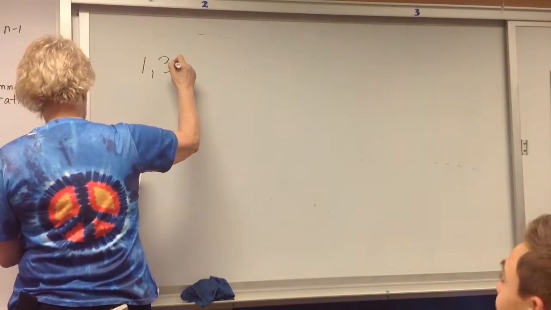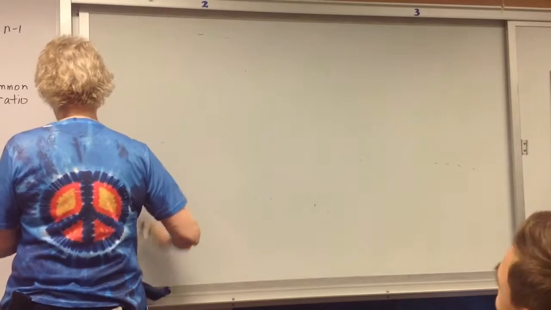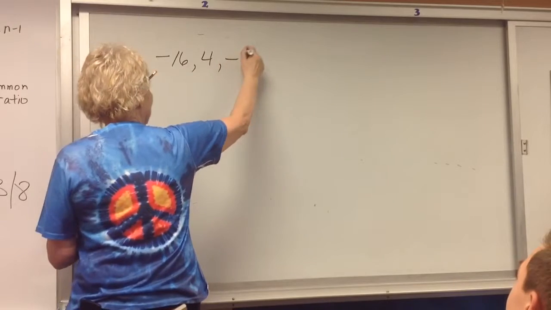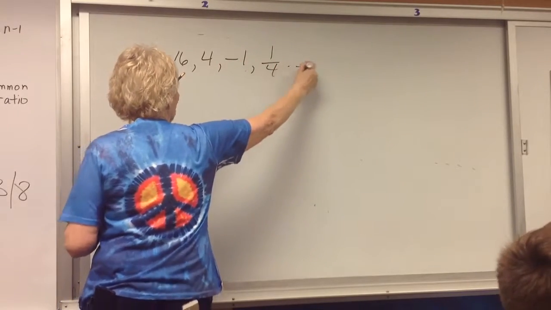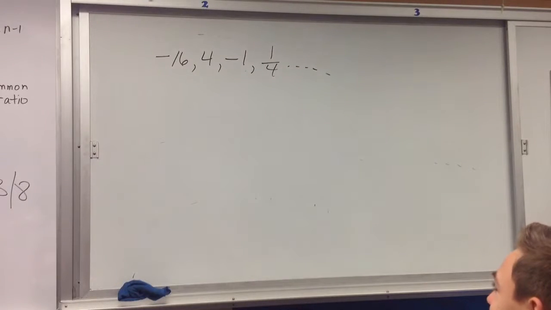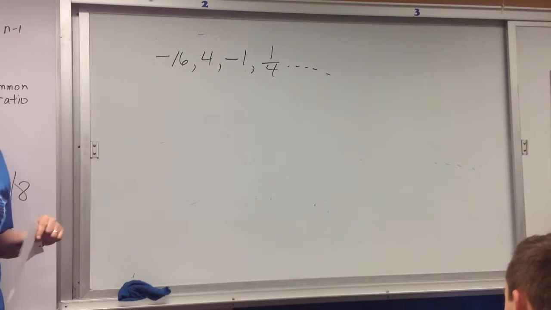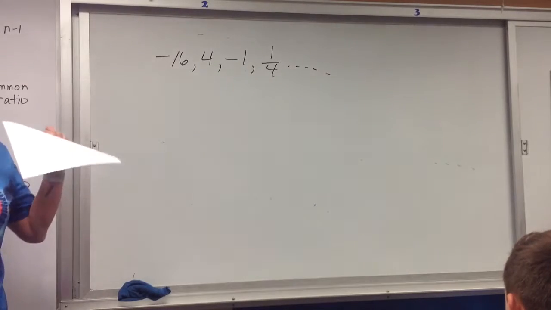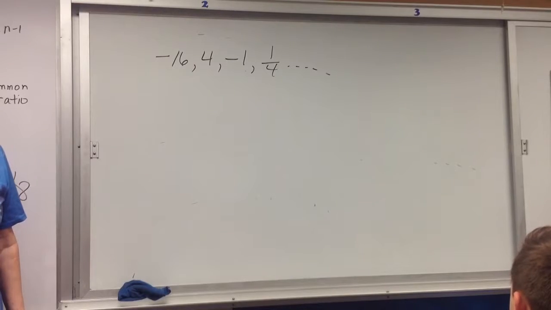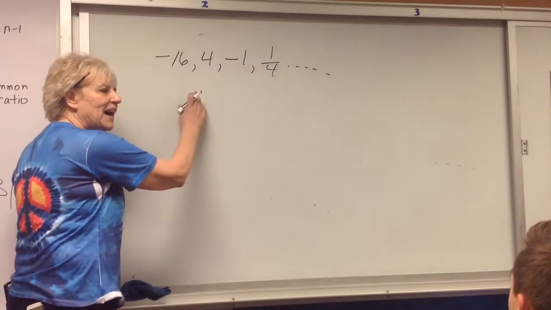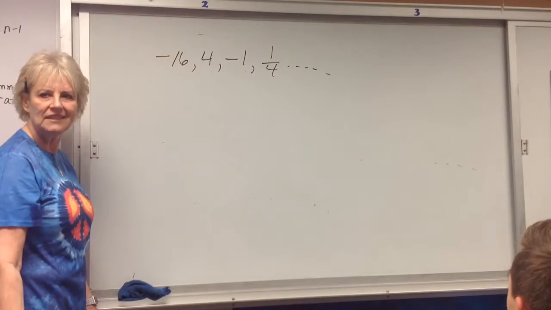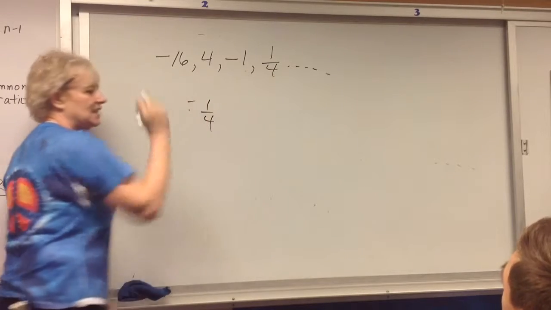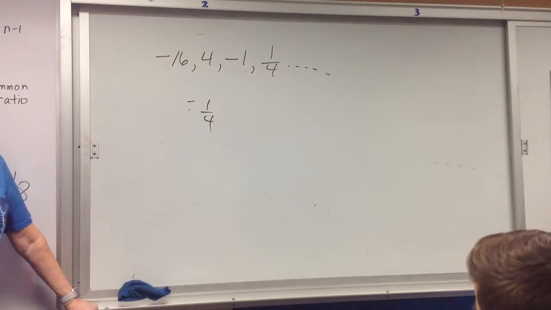1, 3, we just did that one. 16, 4, then 1, 1/4. What's happening here? It's divided by 4. It's multiplying by -1/4. Anytime it's divide by, just do the reciprocal. Divide by 4 is times 1/4, but since it's alternating signs, you're going to have to remember it's -1/4.